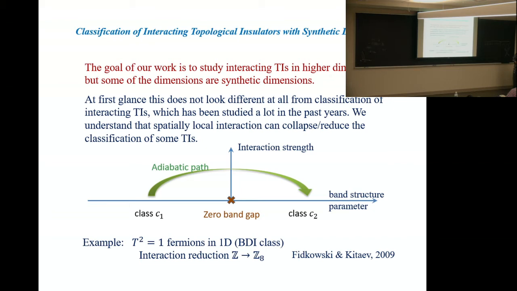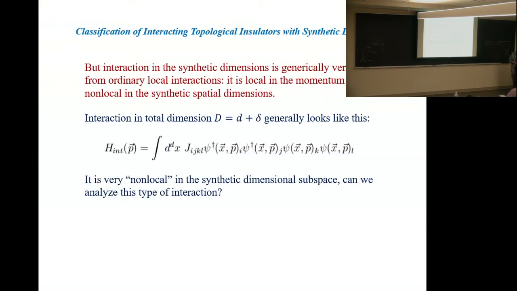But actually, the key point that I hope you can take home from this talk is that the interacting topological insulator with synthetic dimension is fundamentally different from the interacting ordinary topological insulator. It's fundamentally different in the following sense. Okay, so we know that in condensed matter systems, we always consider local interaction. Actually, if we don't worry about Coulomb interaction, we always consider local interaction. So by interaction-reduced classification, as I mentioned before, I always meant local interaction.